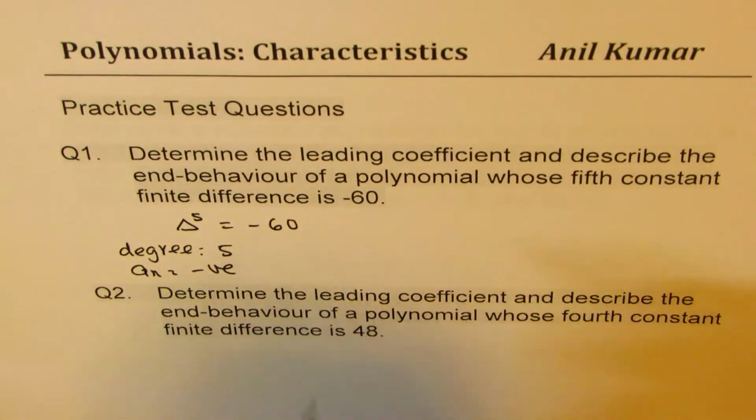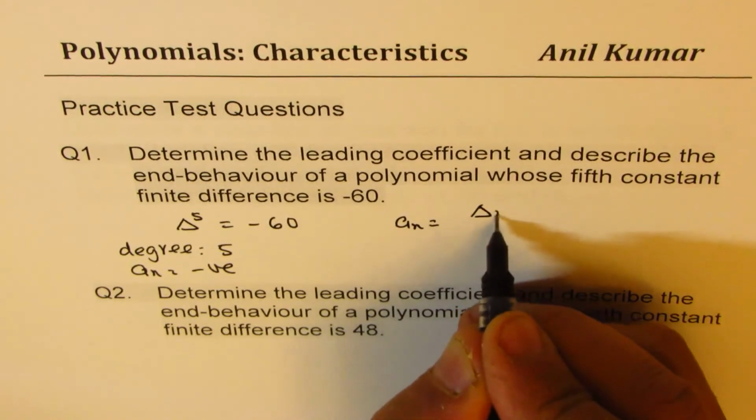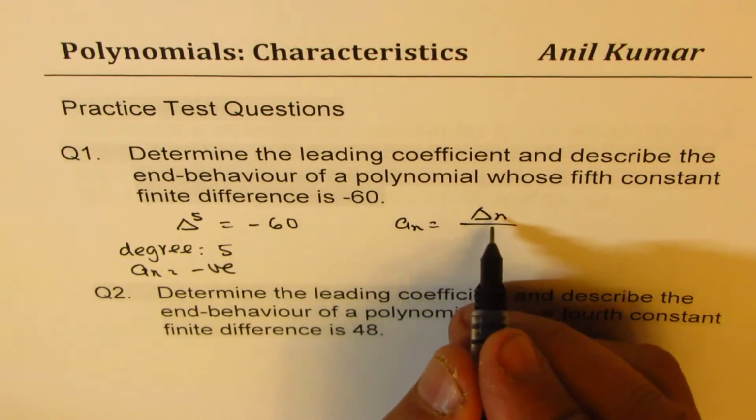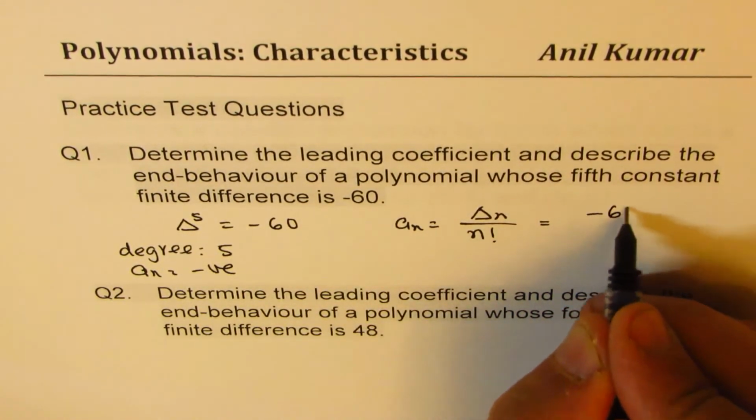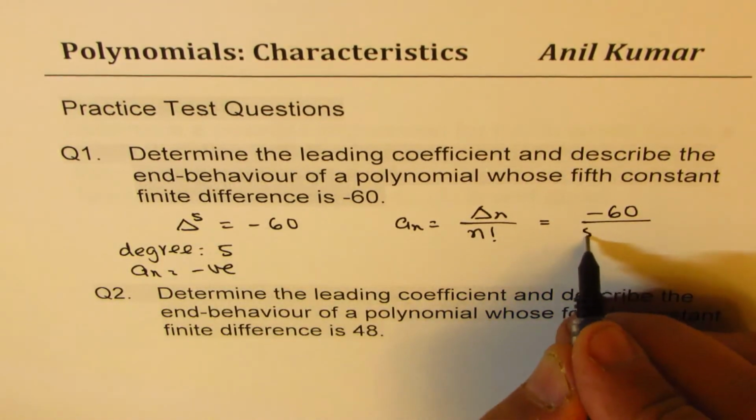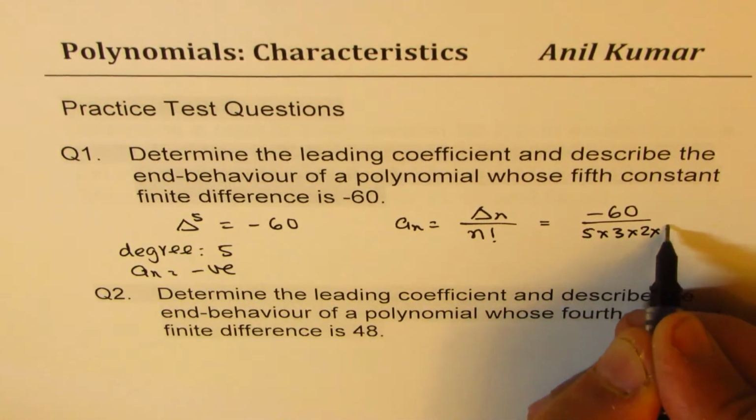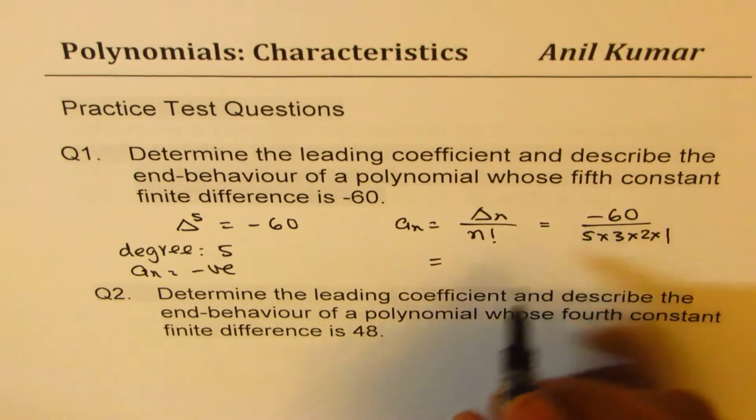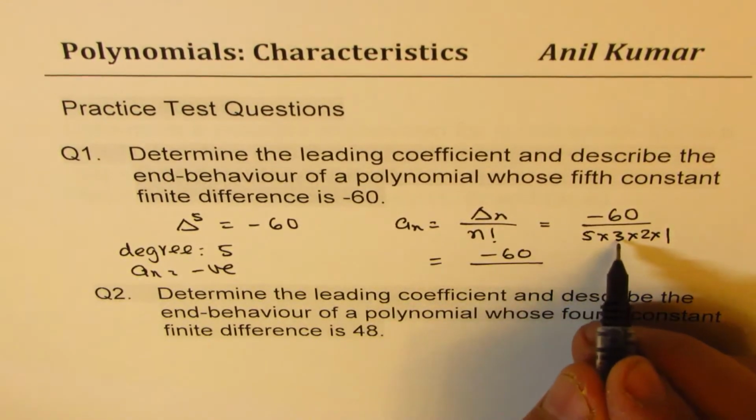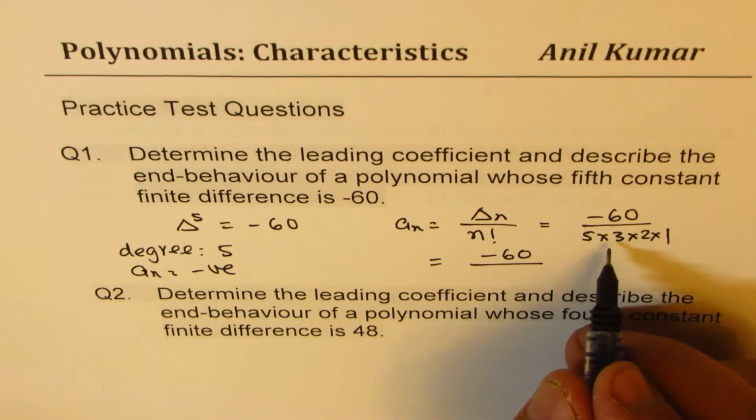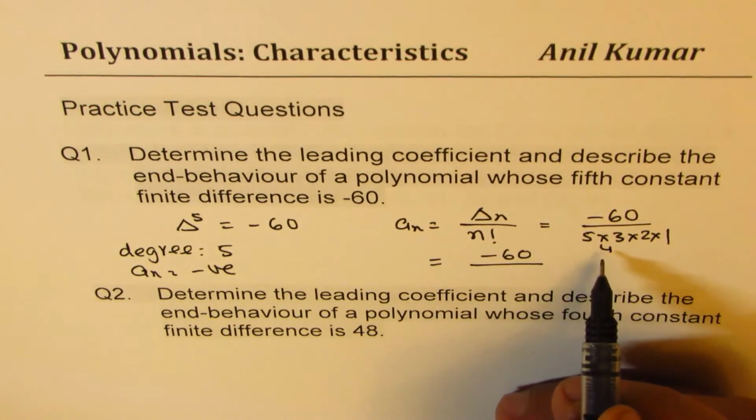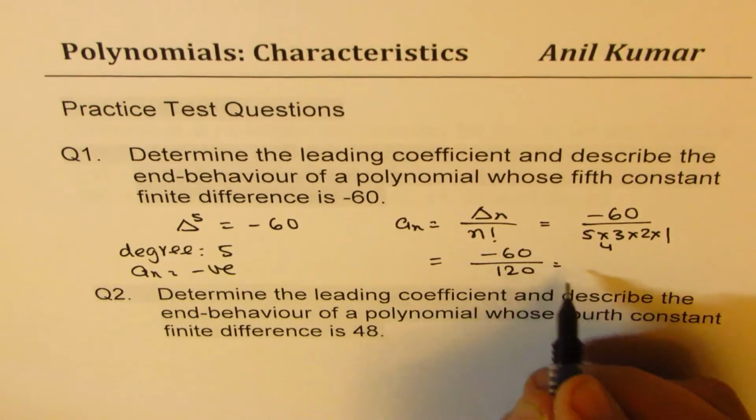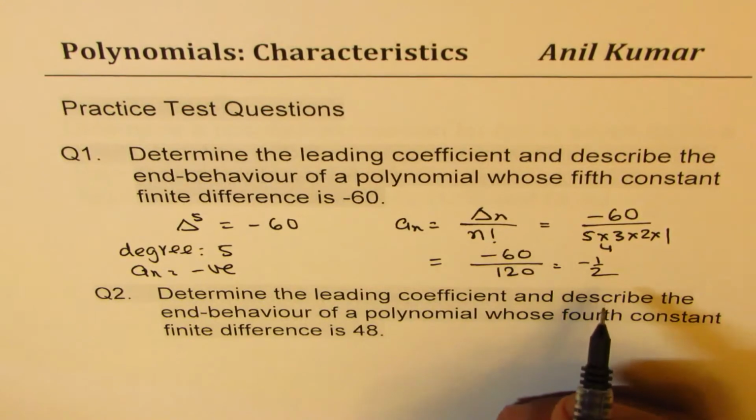How do you find the value? The value of an you can find by taking the finite difference and dividing it by n factorial. In our case, the finite difference is minus 60, and since it is degree 5, we'll write 5 times 4 times 3 times 2 times 1. I forgot to write 4 earlier. So that gives you minus 60 over 5 times 4 is 20, 60, 120. Correct? Which gives us minus half. That's the value of an.